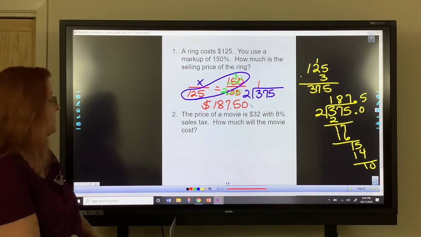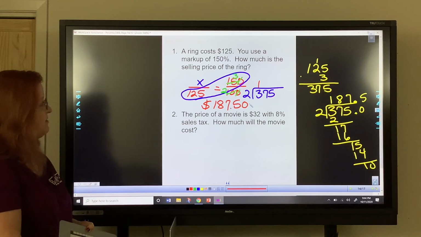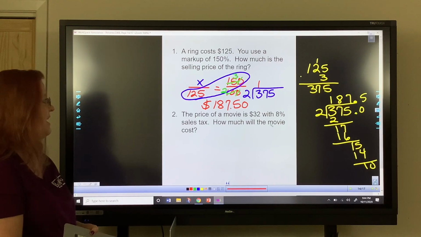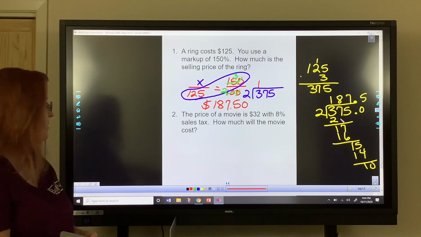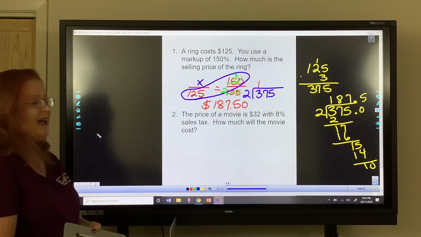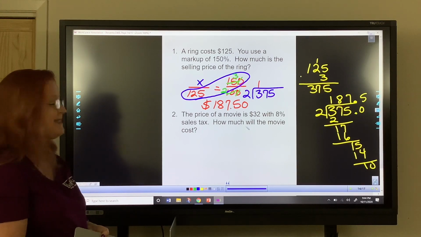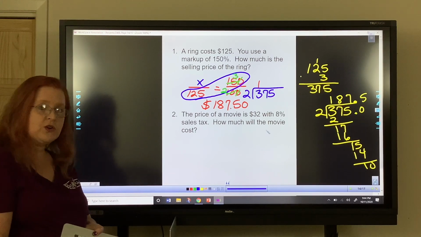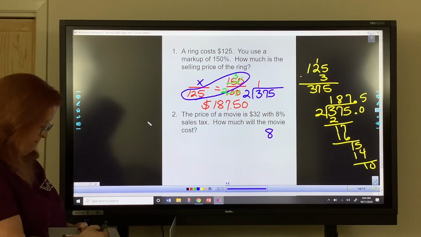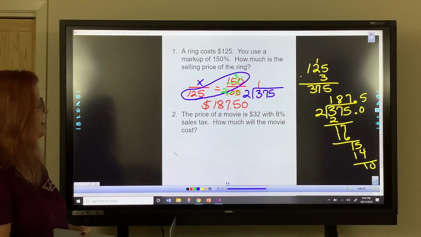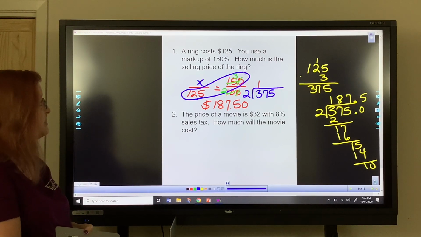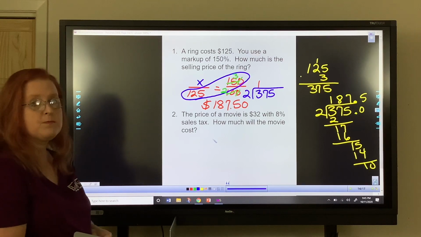Okay? All right. The price of a movie is $32 with 8% sales tax. How much will the movie cost? Okay. When you have a tax and a percent, you need to always convert it to a decimal. Actually, I'm not going to do that. I'm going to show you using this particular percent proportion.